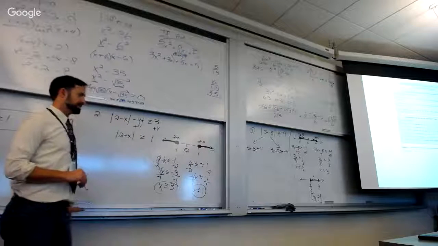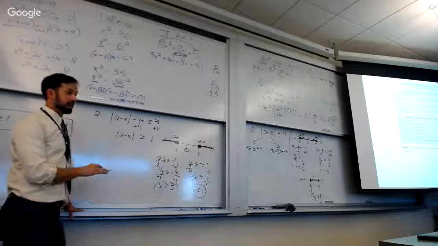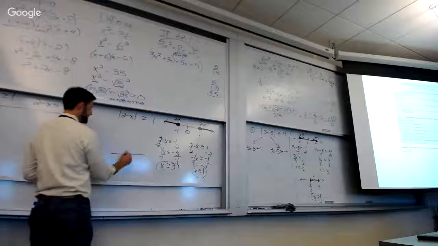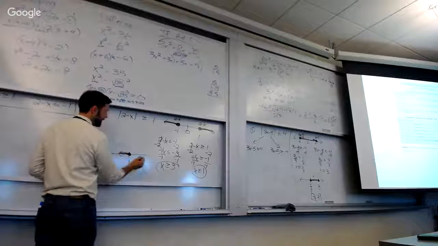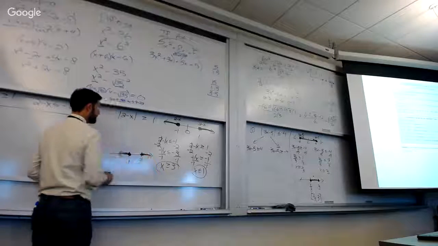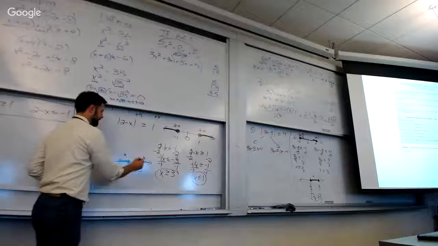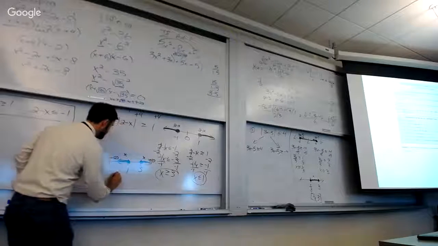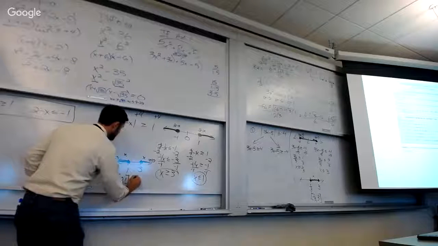Now, just like with the last problem, we're not done yet. We have to write that down on a number line and get our interval. So on a number line, we want x to be less than or equal to 1, and we want x to be greater than or equal to 3. That's what we're saying. And so what interval is that? Negative infinity to 1, union 3 to infinity.